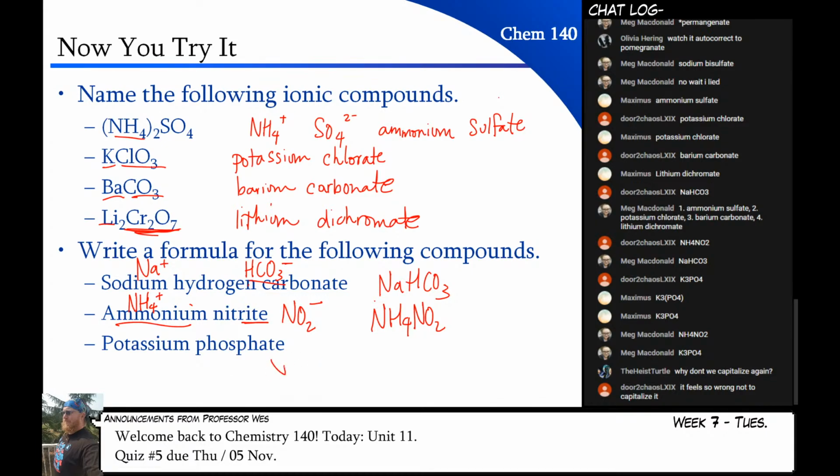And then down here for potassium phosphate, we got K+ and PO4 3-, so those become K3PO4. There you go. That's how you do polyatomic ions and putting them in ionic compound names.